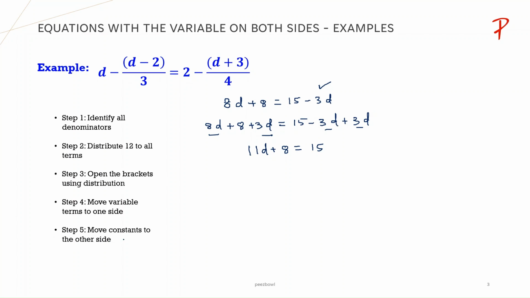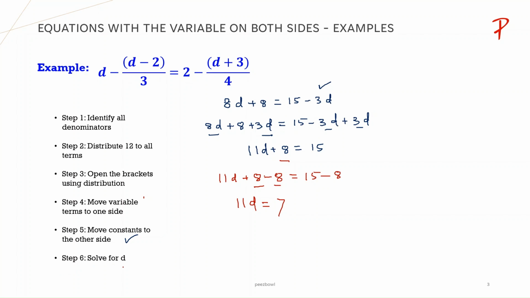Now we need to move constants to the other side. Let us subtract 8 from both sides. So on the left hand side we will have 11d plus 8 minus 8, and this is equal to 15 minus 8 on the RHS. So this will become 11d, as plus 8 and minus 8 cancel each other, and on the RHS we will have 15 minus 8, that is 7.